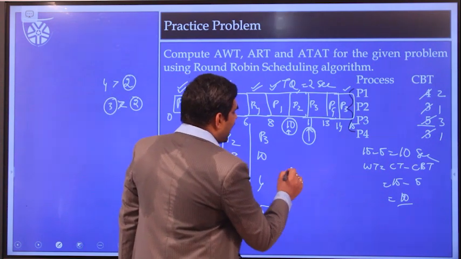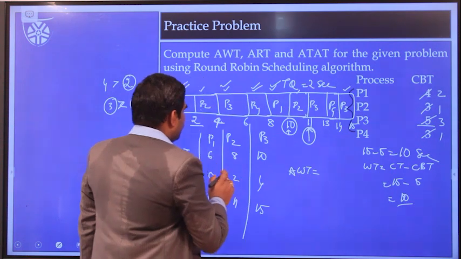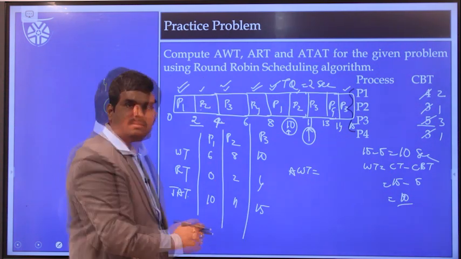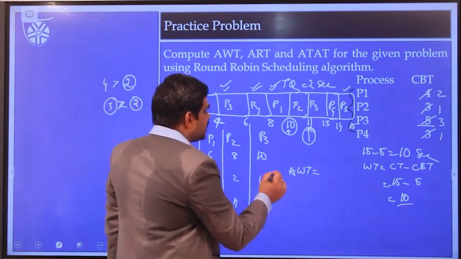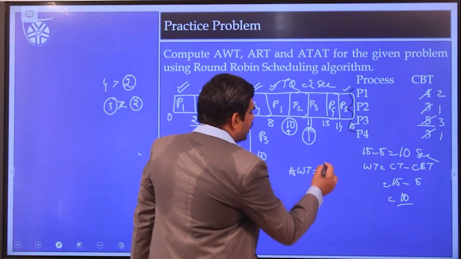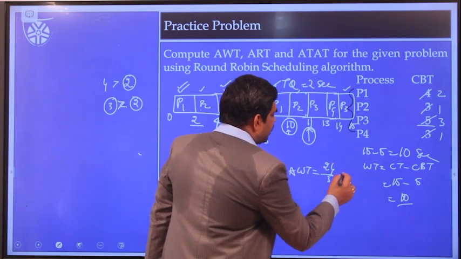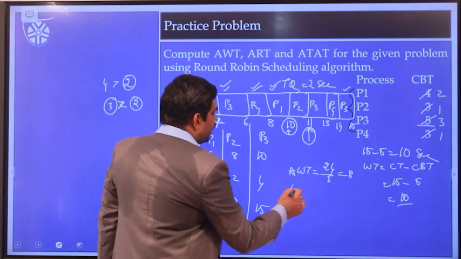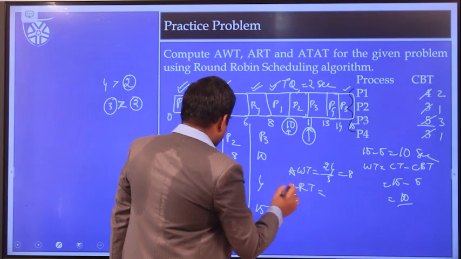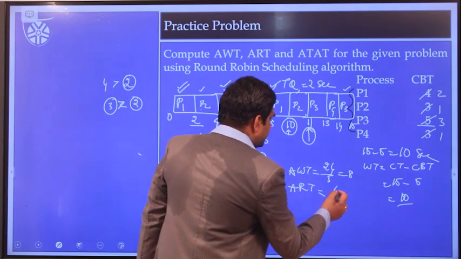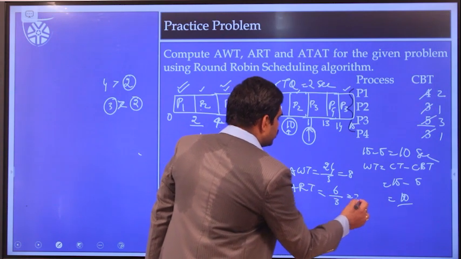I am going to compute the average waiting time as 6 plus 8 plus 10. The average waiting time is 6 plus 8 plus 10, which is equal to 24. 24 by 3 equals 8 seconds. What about the average response time? Average response time is 0 plus 2 plus 4. It is 6 by 3 equals 2 seconds.